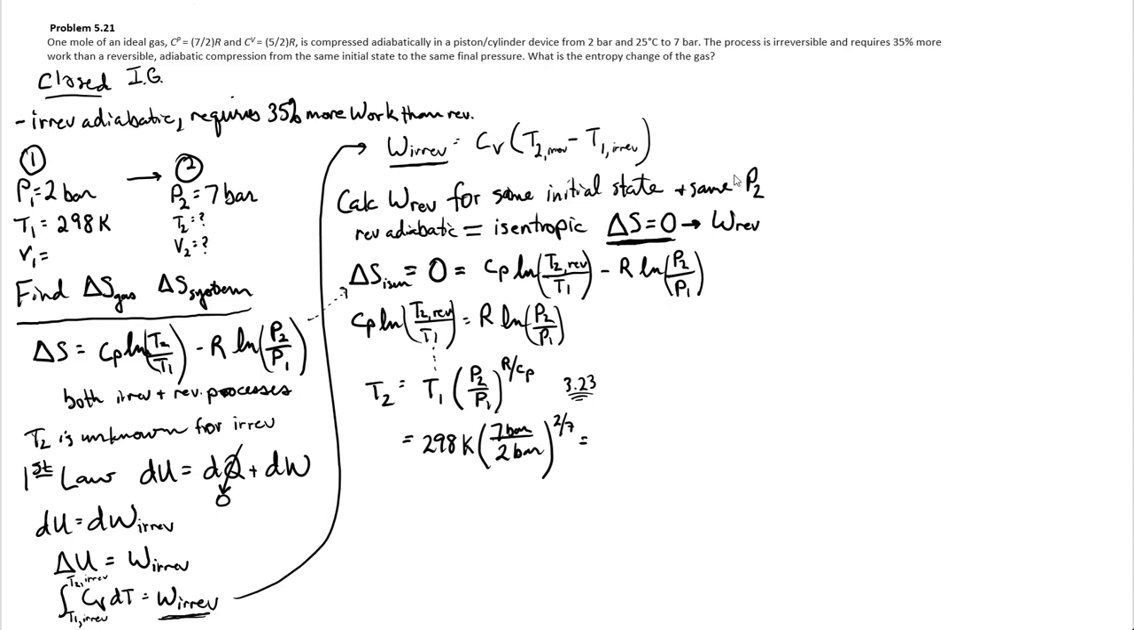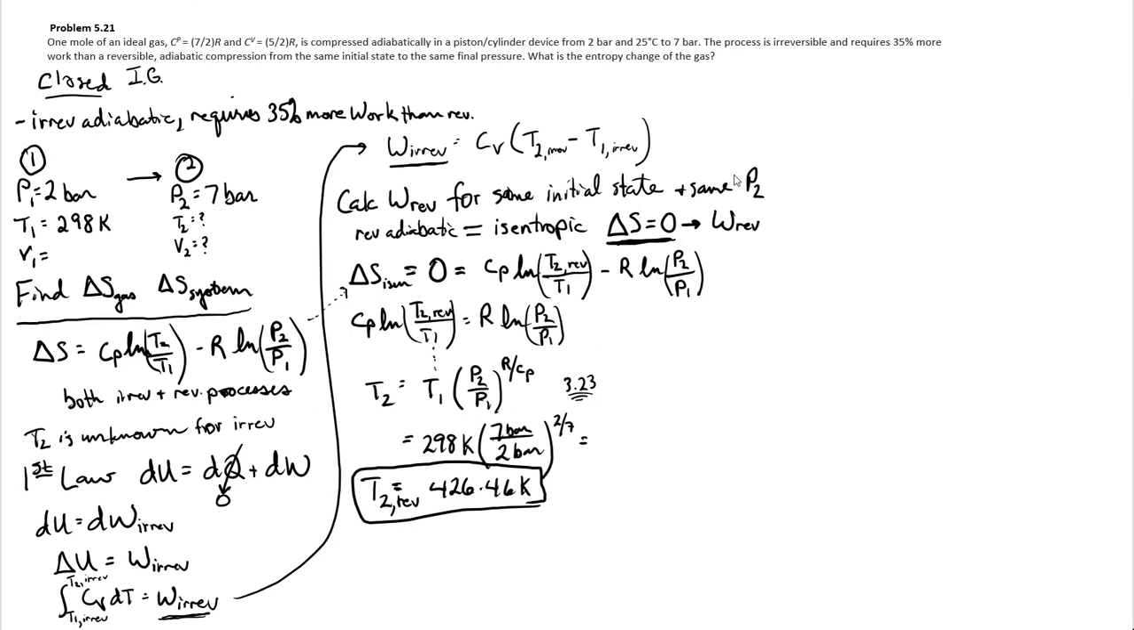So make sure that you punch those numbers into your calculator correctly. And T2 reversible, I forgot the "reversible," T2 reversible is going to be equal to 426.46 Kelvin, 426.5 Kelvin. So that's my intermediate value. Make sure you include your units. That's my intermediate value in this calculation. This is T2 for a reversible process.